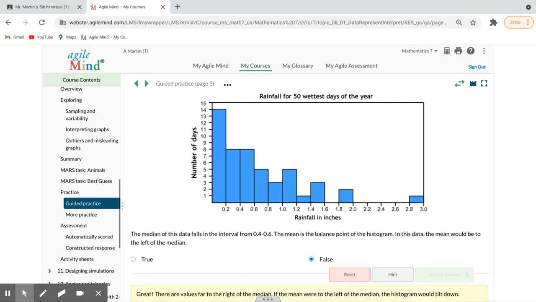So go ahead and read that down there at the bottom, Sophia. Great. There are values far to the right of the median. If the mean were to the left of the median, the histogram would tilt down. Correct.